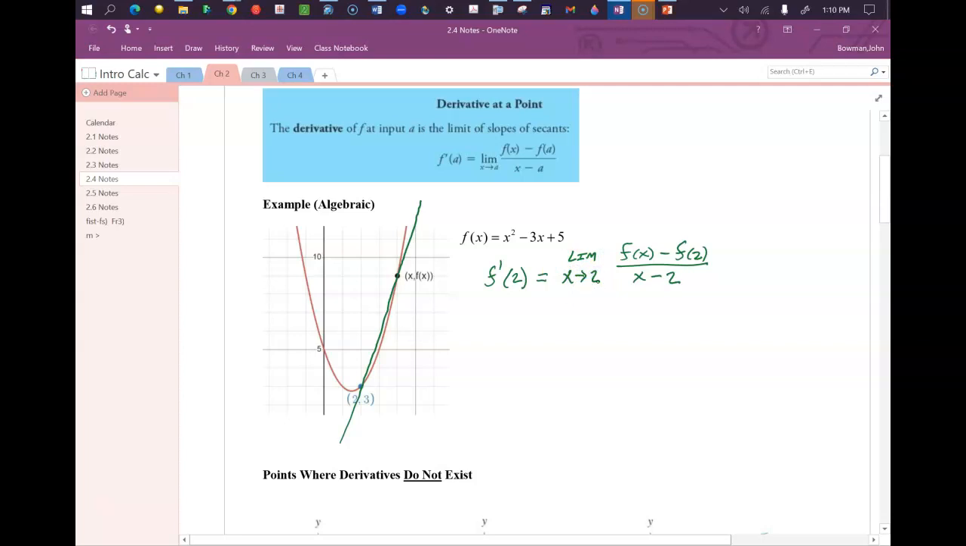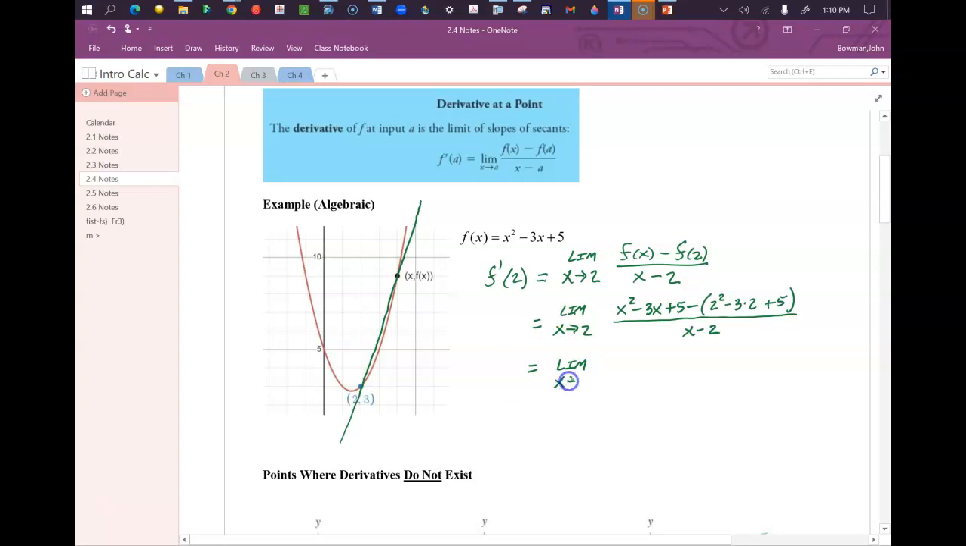Okay, so we're going to evaluate this algebraically. The limit as x approaches 2 of f of x, well, f of x is known to be x squared minus 3x plus 5, minus f of 2. So we are literally plugging 2 into the function. So 2 squared minus 3 times 2 plus 5, that's f of 2, over x minus 2. Now, you might want to try and plug in 2 right away, but you will see that if you do, you get 0 in the denominator. That's not going to work. That is often the case.